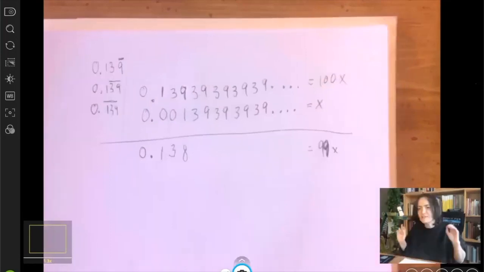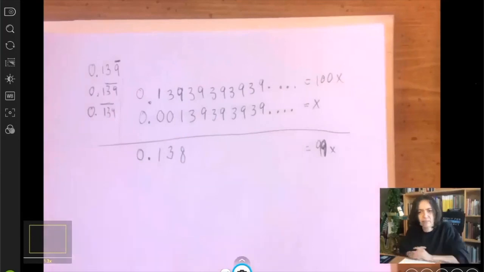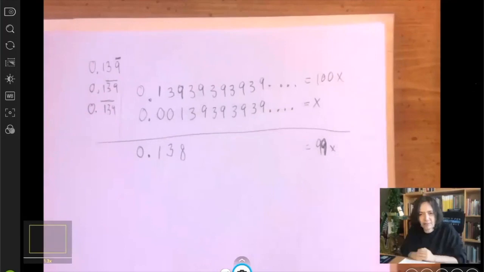Now we're going to multiply both sides by another power of 10. The goal is to fix this terminating decimal. We want it to be an integer. So what should we multiply both sides by? 1,000. Yes, 1,000 will work.